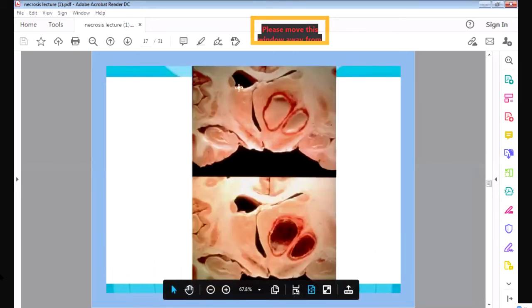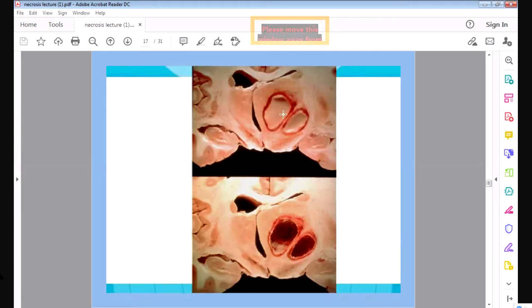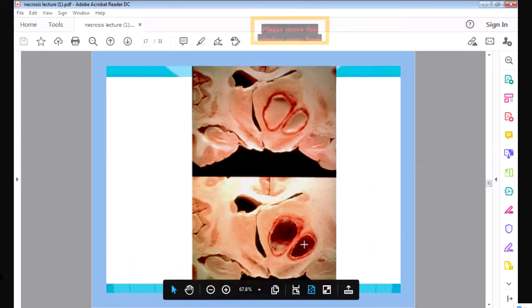Here also, this is the brain. You can see this area. This area has undergone liquefactive necrosis of the brain. This is also brain. This is a necrotic area with fluid, and this is also a fluid collection in the brain. This is liquefactive necrosis.